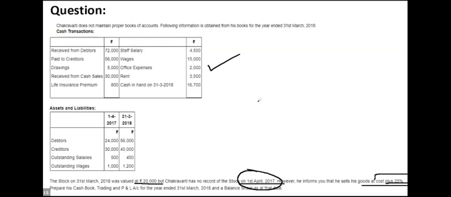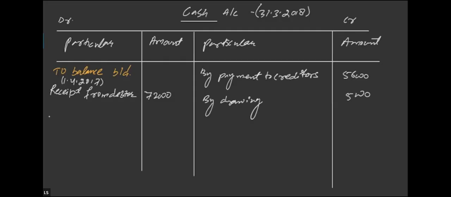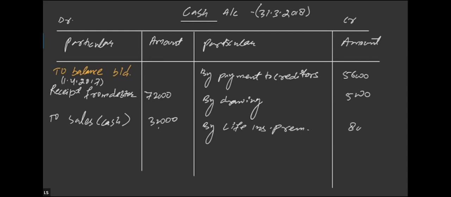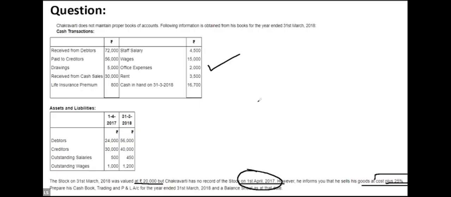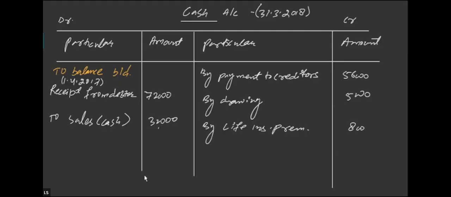After that, we have received from cash sales, 30,000. To sales cash, 30,000. Okay, then after that we have life insurance premium 800. Life insurance premium paid 800, by life insurance premium, 800. Okay, then staff salary 4,500. Staff salary 4,500, by salary, 4,500.